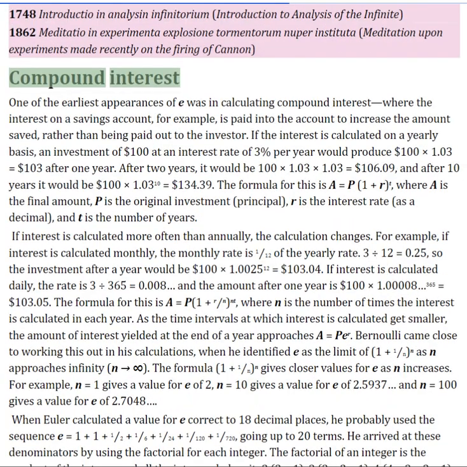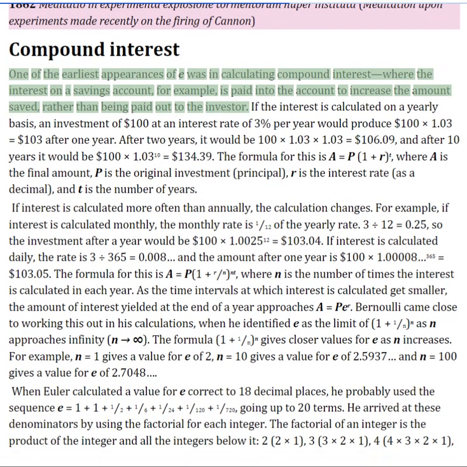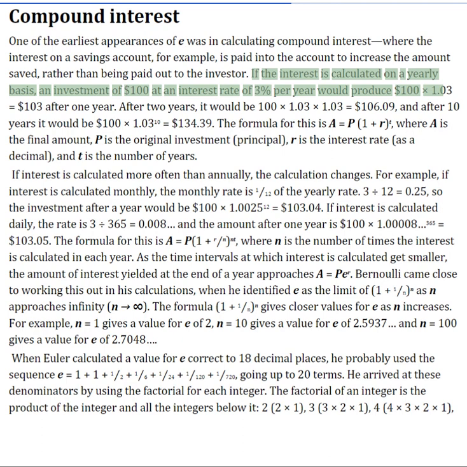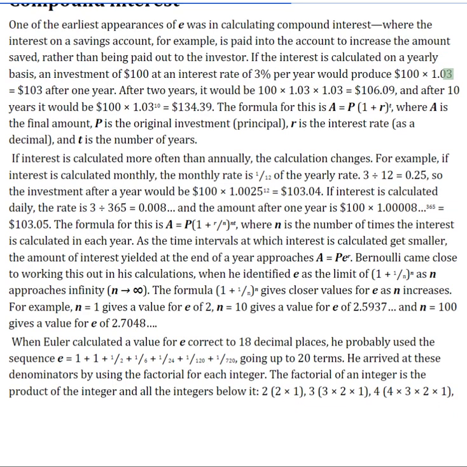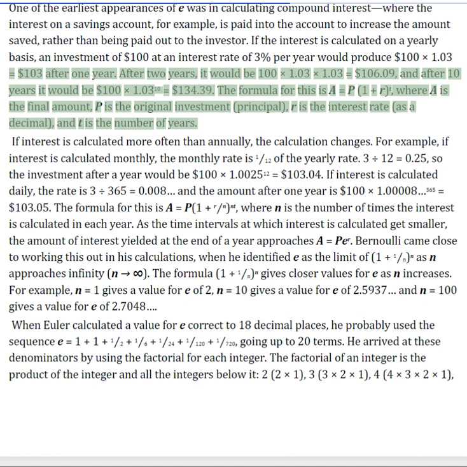Compound interest. One of the earliest appearances of e was in calculating compound interest, where the interest on a savings account, for example, is paid into the account to increase the amount saved, rather than being paid out to the investor. If the interest is calculated on a yearly basis, an investment of $100 at an interest rate of 3% per year would produce $100 × 1.03 equals $103 after 1 year.